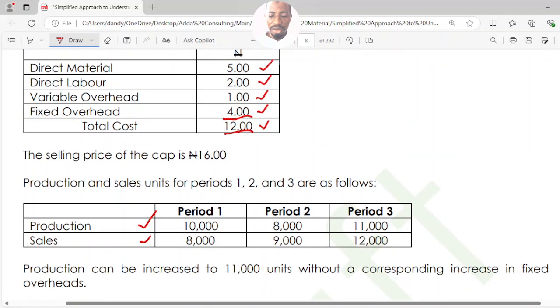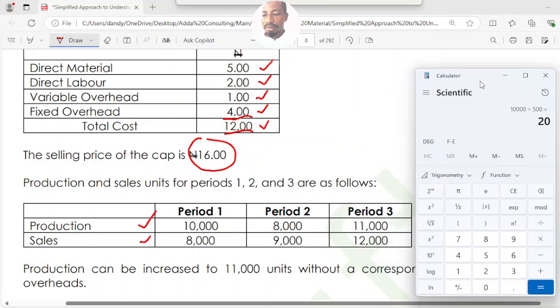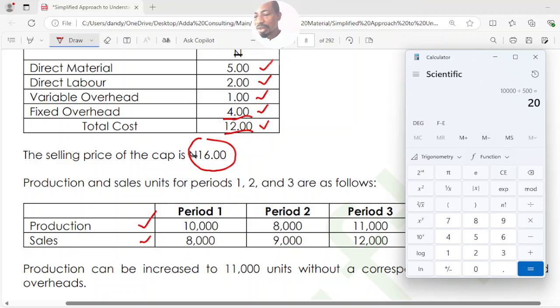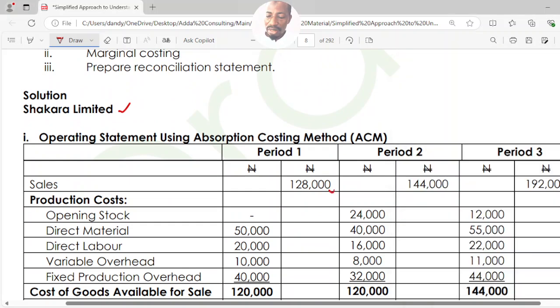For the first period, first thing first, the selling price is equal to 16 naira. Therefore, I want to determine sales value in period 1. 8,000 units is the units sold in the first year. Therefore, 8,000 multiplied by the selling price per unit of 16 naira gives me 128,000. So I will go and post 128,000. That's the 128,000 you are seeing here.